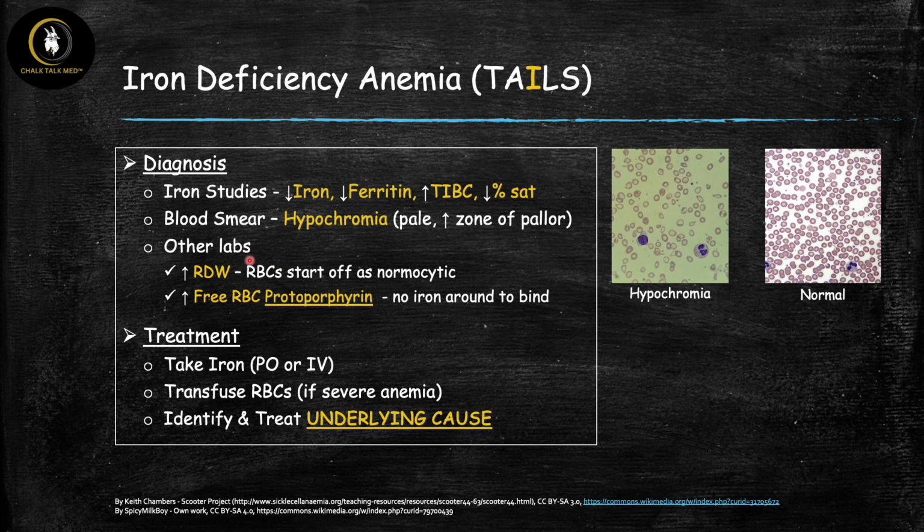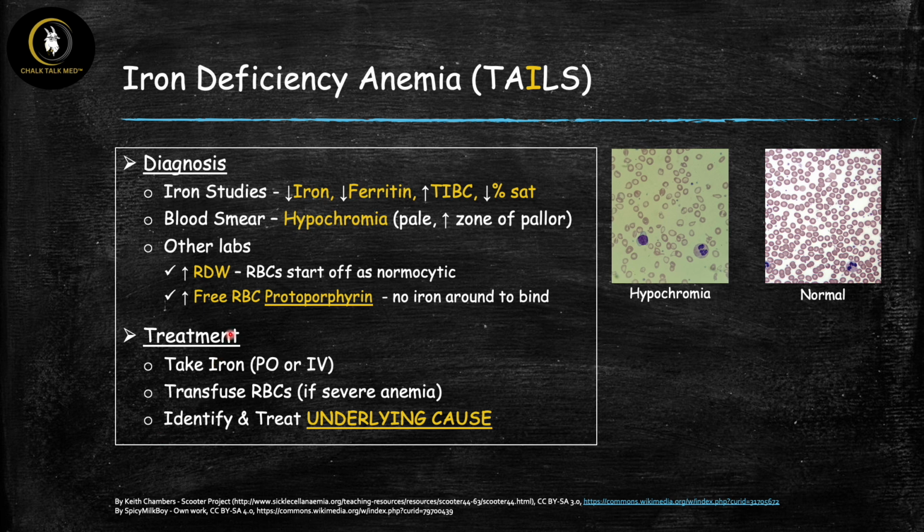The other important clues are in the labs. So you can get an increased RDW. RDW stands for the red cell distribution width, and this is basically just a range of the red blood cell sizes in a person's blood. And since in iron deficiency anemia, the red blood cells usually start off as normocytic and get smaller as the disease progresses, this is going to create a wider range, and that's why it's going to have a high RDW. The other test that's going to be helpful as a clue is going to be a high protoporphyrin level inside of the red blood cells. Normally, protoporphyrin binds iron to form heme, but there's no iron around to bind, so protoporphyrin is just going to hang out unbound, so the free levels are going to be elevated.